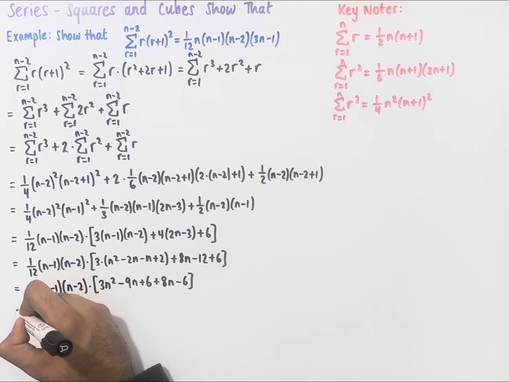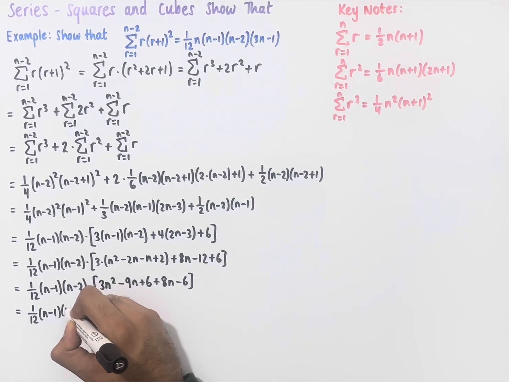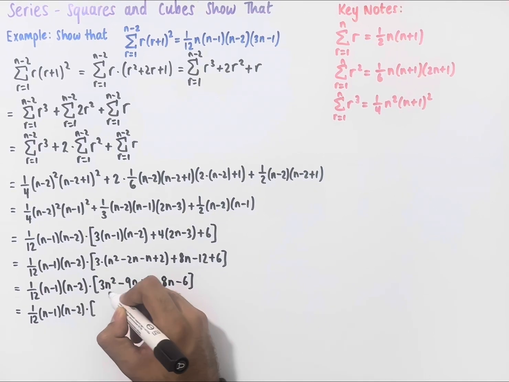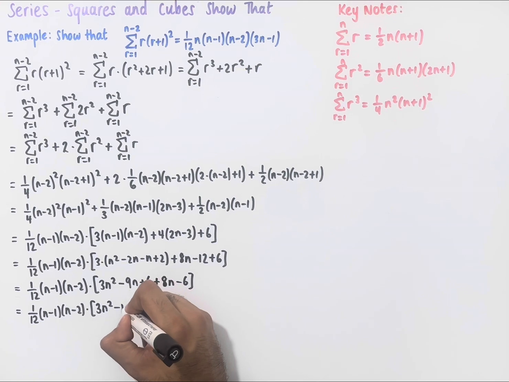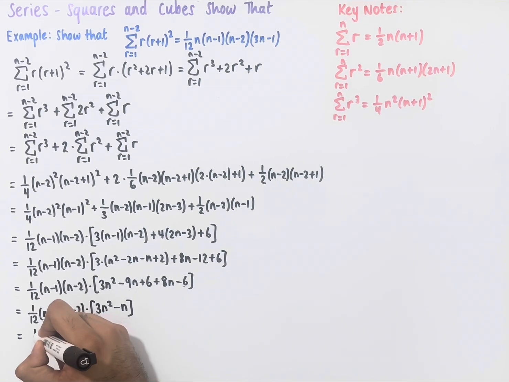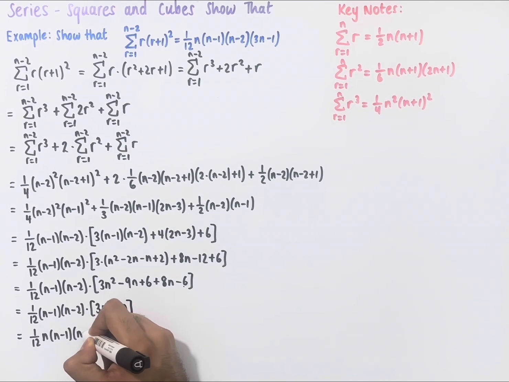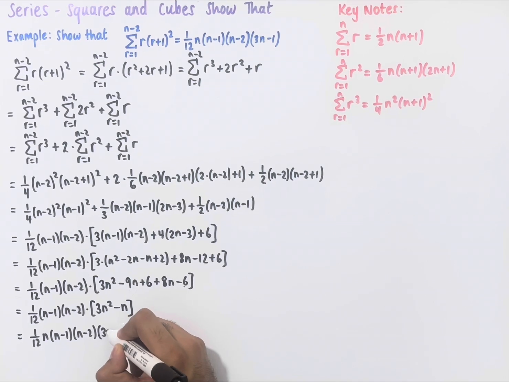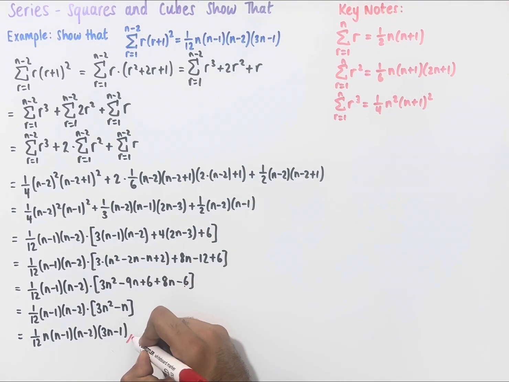And so simplifying this further, we get 1 over 12 (n minus 1)(n minus 2) times 3n squared. Now minus 9n plus 8n is minus n, and 6 take away 6 is 0. And now in the squared bracket, we see that both terms have a highest common factor of n, and so if we factorize this out, we end up with 1 over 12 n times (n minus 1) times (n minus 2), and then we're left with (3n minus 1). And this is the expression that we were told to show in this question.